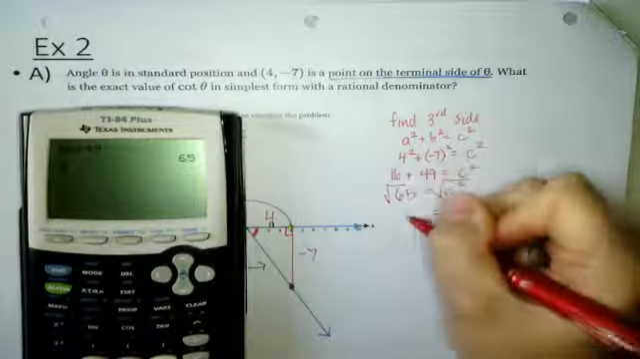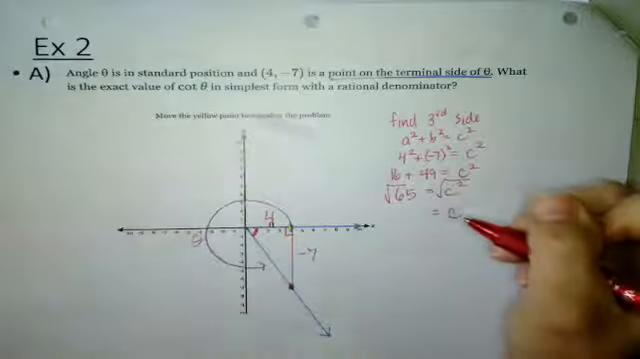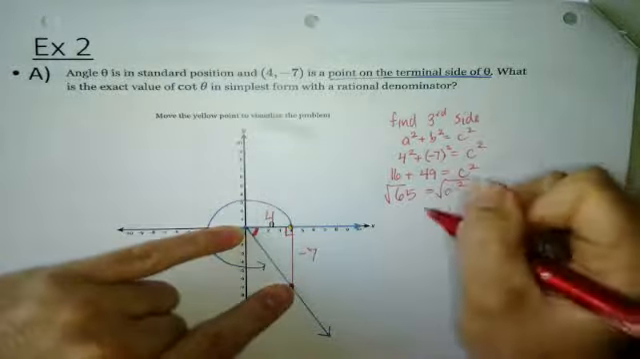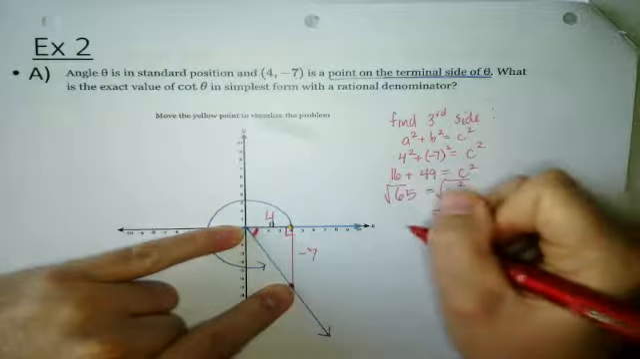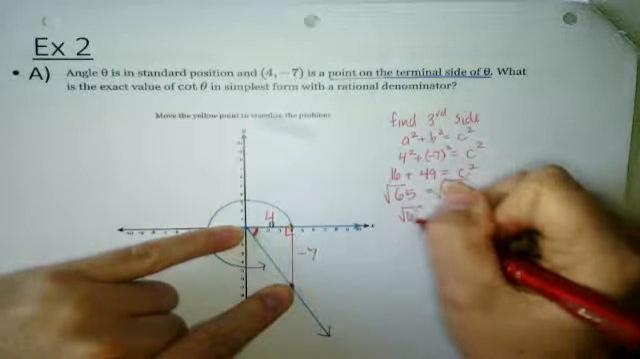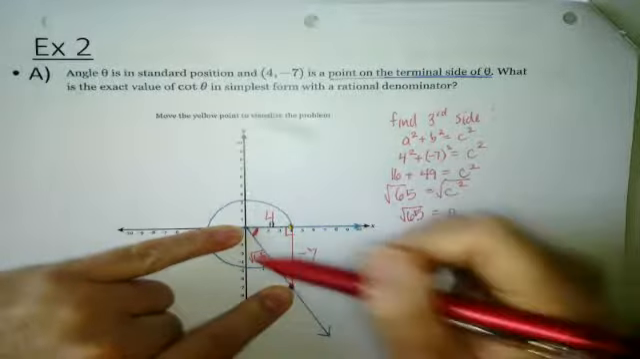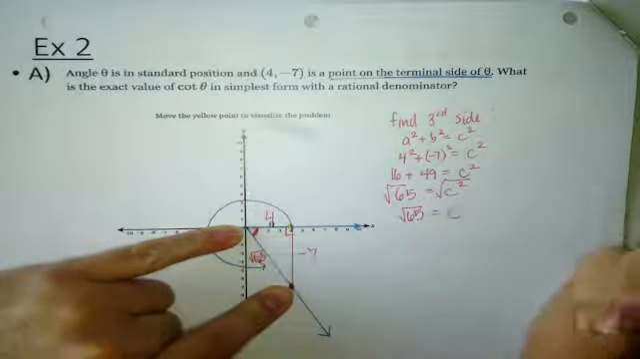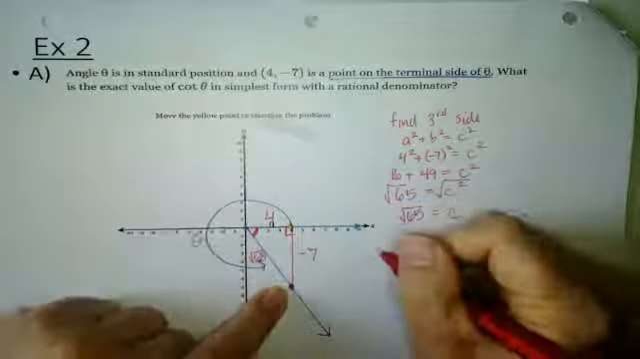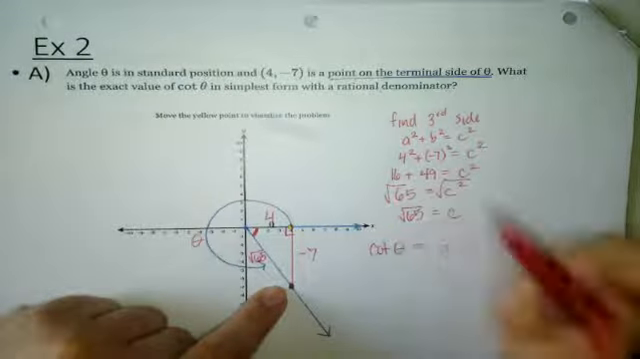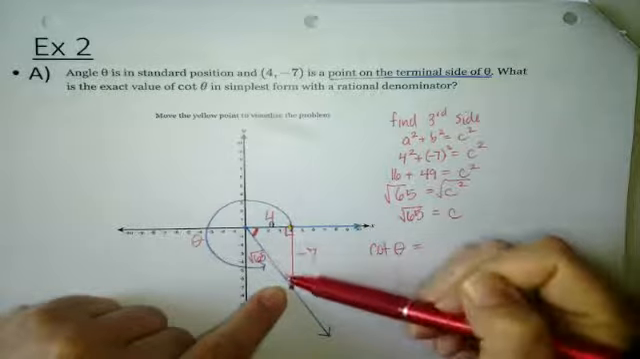The nice thing is your hypotenuse has to be positive. It's a radius of a circle, so it always has to be positive. 65 is 13 times 5, so I can't simplify it. So I'm just going to leave it radical 65, and that's our third side. And now we get to figure out, well, what is the cotangent of this little reference triangle that we've drawn?